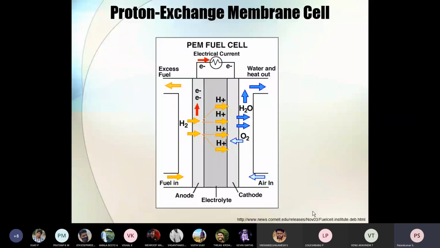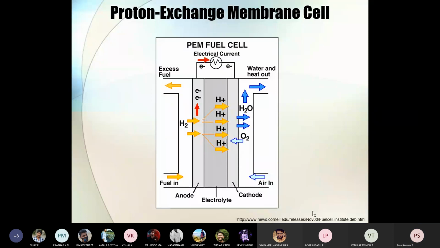Whenever a H2 molecule, a hydrogen molecule, is hit there, I get two H+ ions, and as a result two electrons as well. Once it passes through the electrical circuit, those electrons are available. They are negatively charged. Whenever the two ions combine, water is produced, and I have to take the water out.